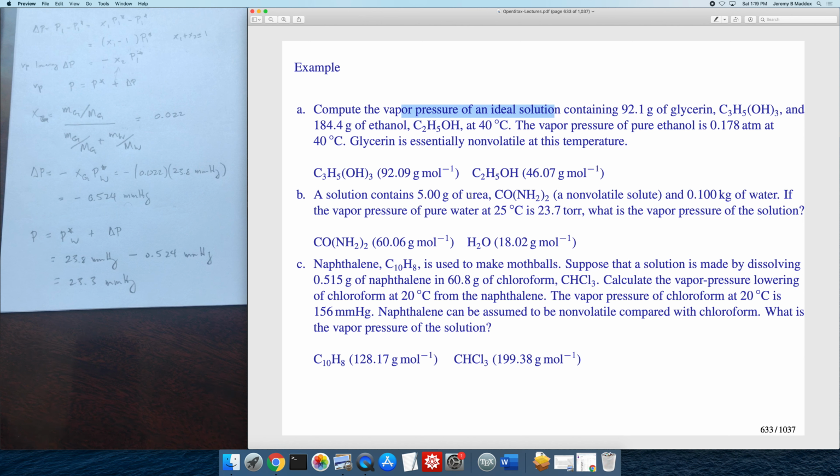Here we have a urea and water solution. The urea, you pretend that to be non-volatile. They want you to calculate the vapor pressure of the solution. Here we've got some naphthalene and chloroform. Calculate the vapor pressure lowering. I believe it's the same problem. So all three of these problems are identical to the one that we've just worked. The difference is the amount of the materials that you have and their molar masses. But it's solved using the exact same equations.